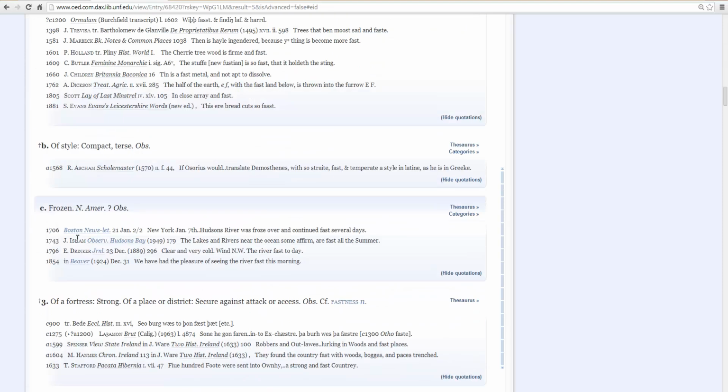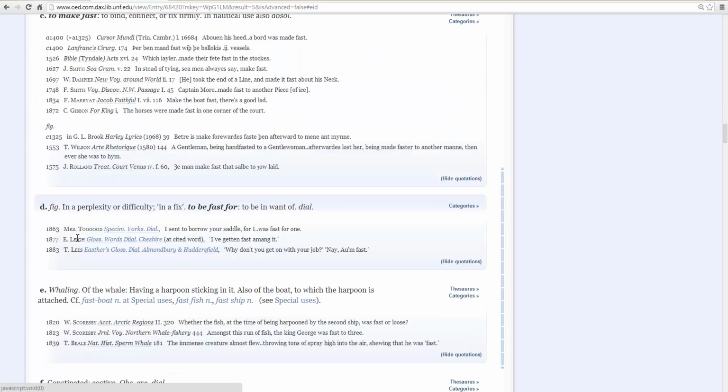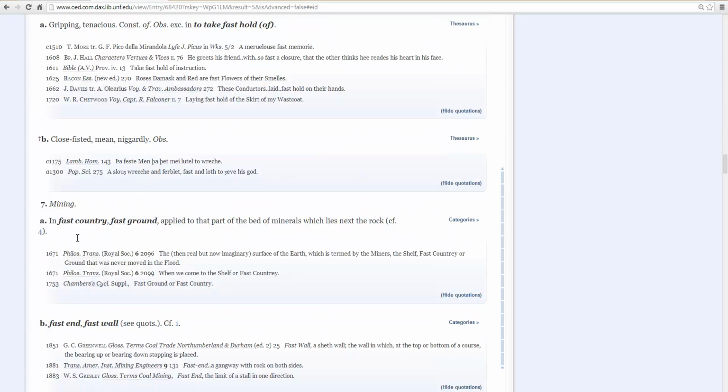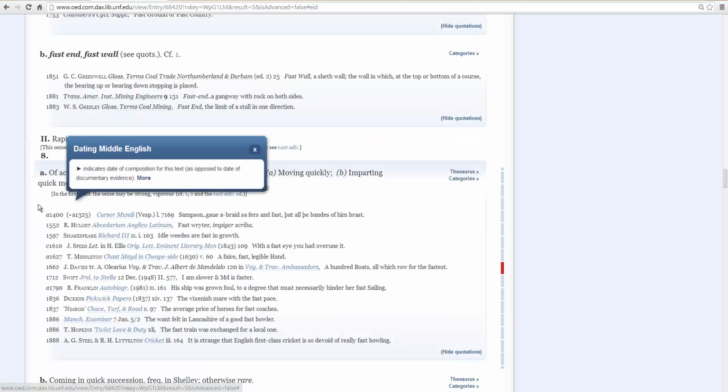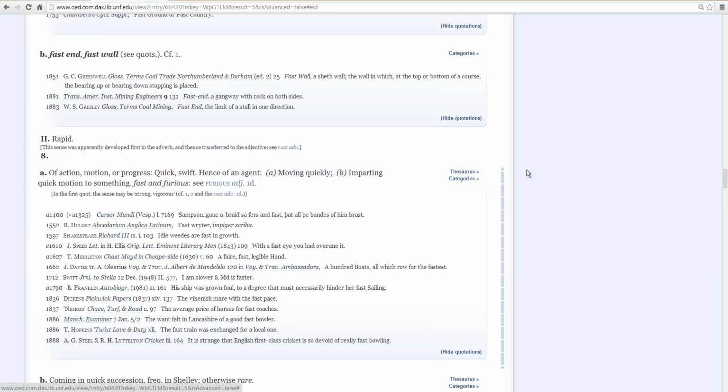We keep moving down until we find something that may be more familiar to us in the definition of speed. And we see here rapidity, rapid. Of action, motion, or progress, quick, swift. So an idea of furiousness, something that tells us about the speed of something. We see here that 1400 is the first known usage of that term, and we get the idea that, well, in 888 we were using fast to mean something about fastening. Now in 1400 we're using it to mean something about the speed of something.